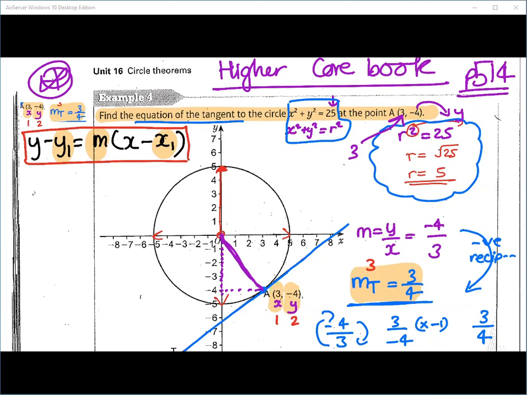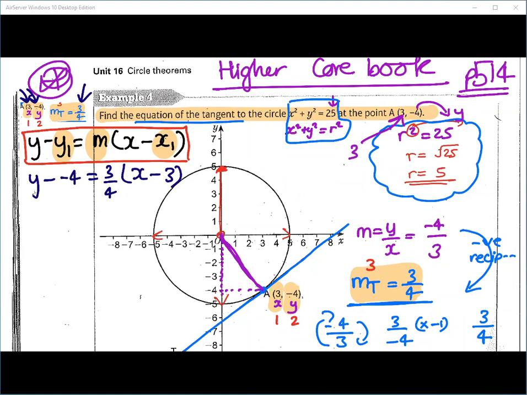Y minus -4 equals m. So we do y take away -4. That's right, because y is -4 right there. Equals 3/4 bracket x minus 3. X minus the x value, which is over here, 3. Now, one thing I realized some of the students were doing in the homework: you were putting the x value into the y and the y value into x, you're mixing them up. You have to make sure you put in the y1 value as the y1, the x1 value as the x1, and then we're on happy days, hopefully.